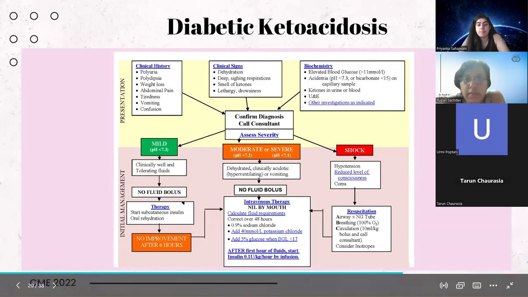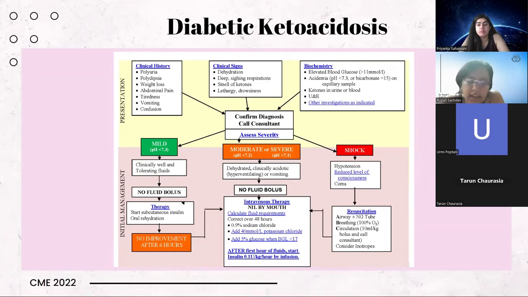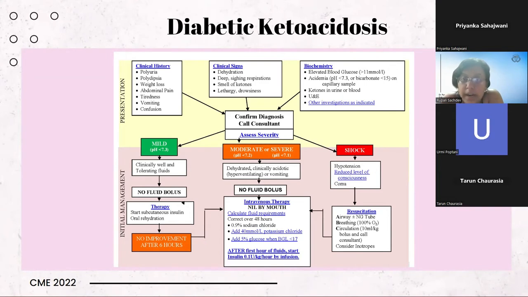So these patients will come to you with polyuria, polydipsia, weight loss, abdominal pain, vomiting, confusion. And they'll have clinical signs of dehydration. That is the reason why I put dehydration before DKA, because you should be able to identify dehydration in any child. Then they'll have a deep sighing respiration, like the Kussmaul's pattern of breathing I showed you in medicine. There is a smell of ketones and they're lethargic. Any child who's becoming lethargic is a red flag. Children are usually alert and cranky. If they are becoming lethargic, if they're becoming unresponsive, again, you need to escalate to your seniors.